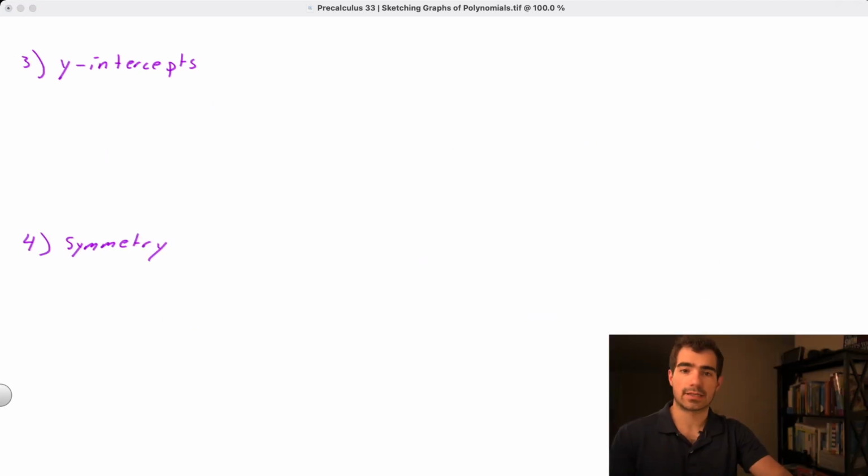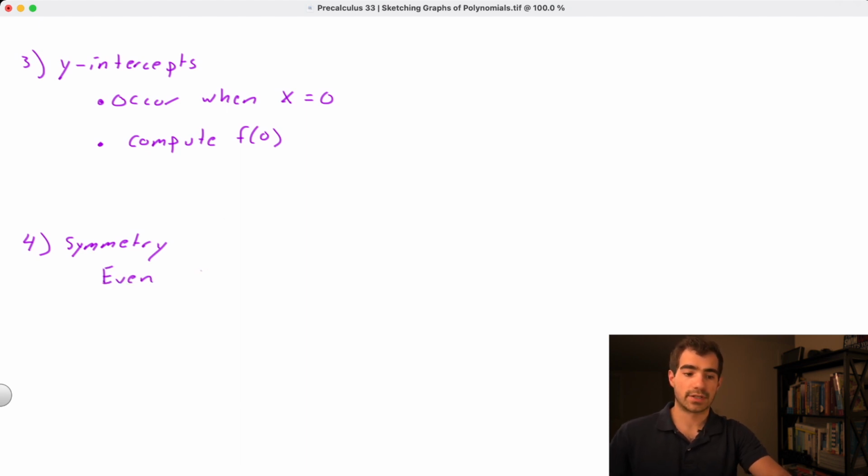We can also sometimes utilize what we know about y-intercepts and symmetry to help us get a picture in our heads of what a polynomial might look like. Specifically, we know that y-intercepts occur when x is equal to 0, and so in order to find them, we can just compute f of 0.